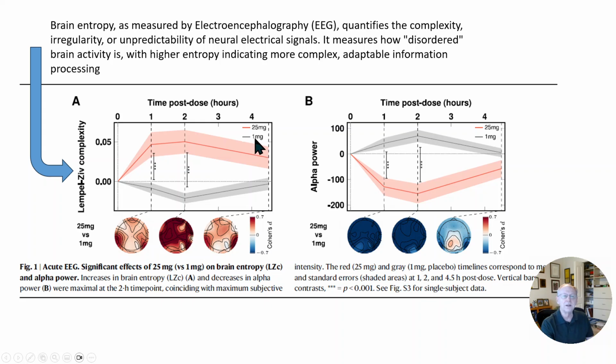So here the 1 milligram of psilocybin kind of serves as a placebo, and you can see there's not really any change in brain entropy, but brain entropy rises on the dose over 4 hours after they've taken the dose. And they here reduced their alpha power, which means the EEG is more activated. I suppose we're not too surprised by that.